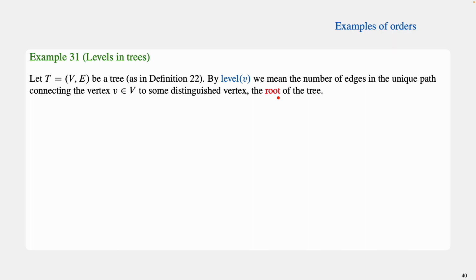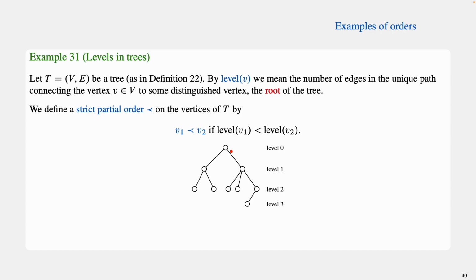So very often when you graphically depict trees, you have some vertex at the top, which is the root, even though there's no unique way of picking the root. It usually has to depend on the context, what makes sense to choose the root. Here in this picture, the highest vertex would be the one I choose as the root. And we can then define a strict partial order on the vertices of T by saying vertex 1 is less than vertex 2 if the level of V1 is less than the level of V2.